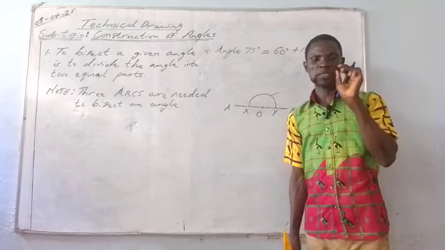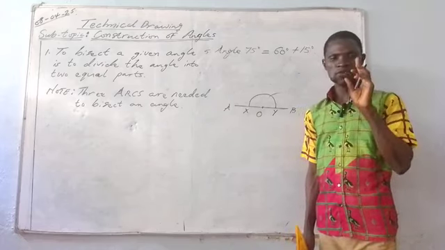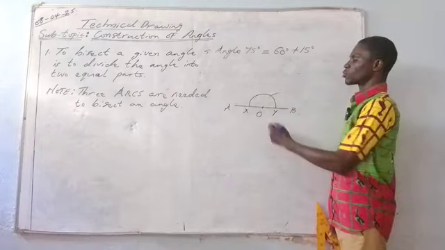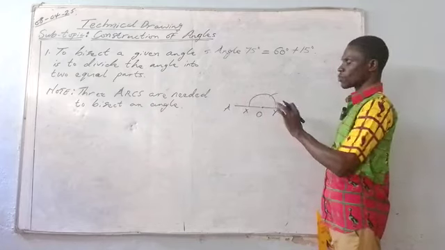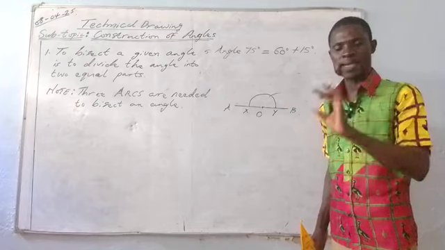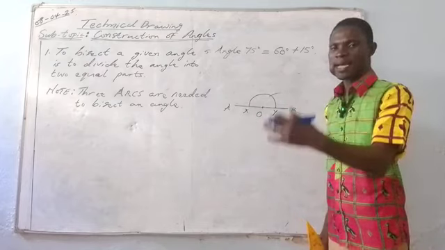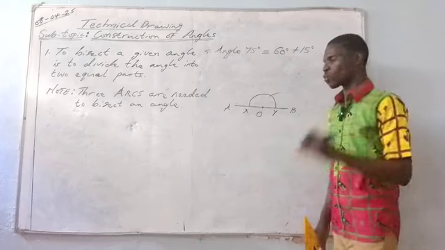How can we get that 15 degrees? To get that 15 degrees, follow my instruction. What you have to do now is bisect this semicircle. Bisect this semicircle. That means we are dividing it into 90 and 90, 90 on the left side and 90 on the right side. This is what I mean.